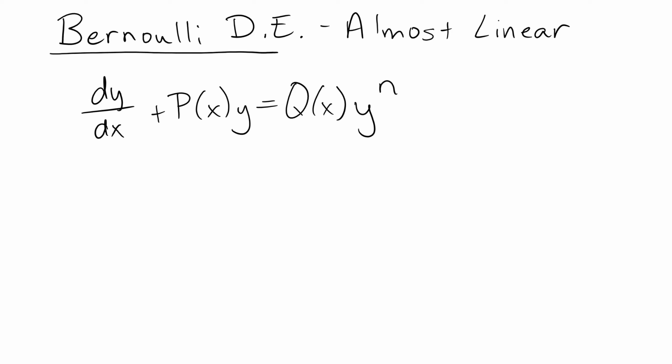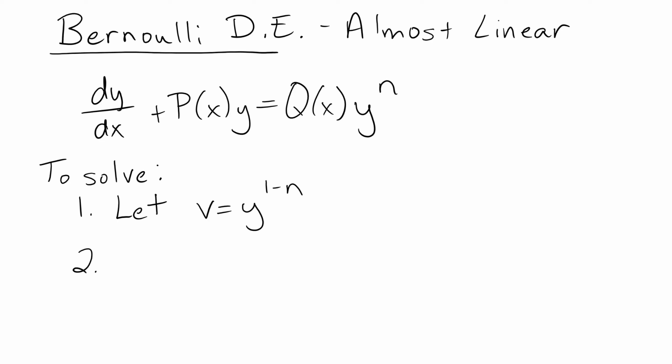well, I want to make it linear, so the first thing I'm going to do is do a substitution. I'm going to let v equal y to the 1 minus n. Now what I'd like to do is come back to my differential equation above and get rid of the y's and make it linear with v and x. Well, I have v, so let's find dv dx. Because I have dy dx, so let's find dv dx.